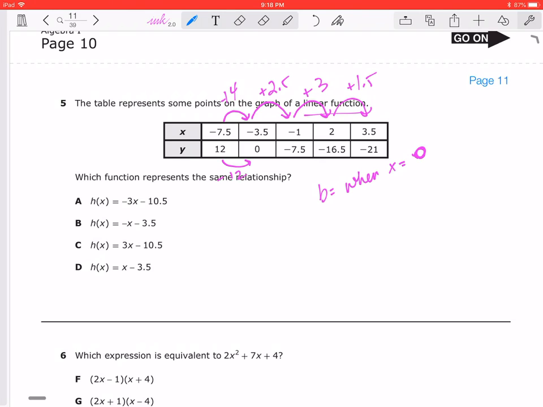When I go from 12 to 0, I'm subtracting 12. So in terms of my change in y over my change in x, that would be negative 12 over 4, which will give us negative 3. So let's keep checking.